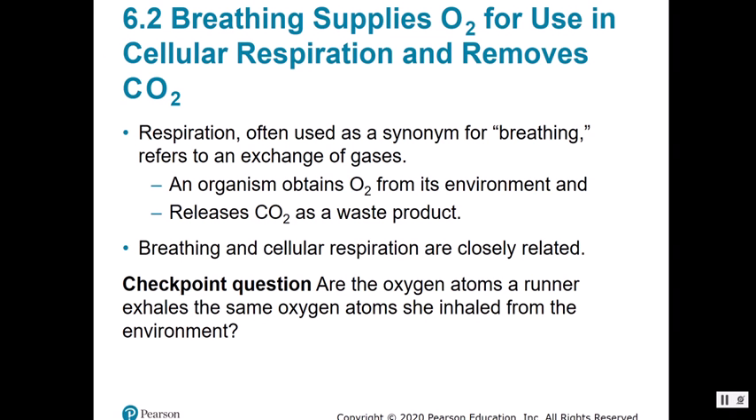And your checkpoint question is really interesting. It says, are the oxygen atoms a runner exhales the same oxygen atoms that she inhaled from the environment? And the answer to that question is no. The oxygen that she inhaled becomes part of water, and that could actually become part of the runner's urine. The oxygen atoms in exhaled CO2 are the ones that originate from glucose. So the oxygen that she breathes out is not the same as what she breathed in. That's an interesting way to look at that.